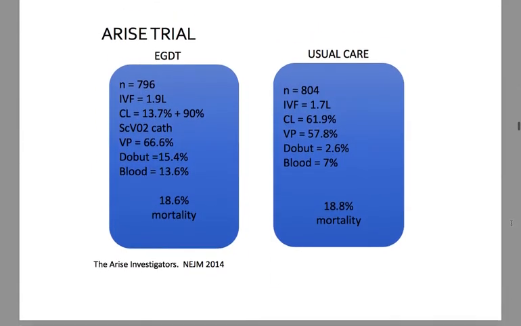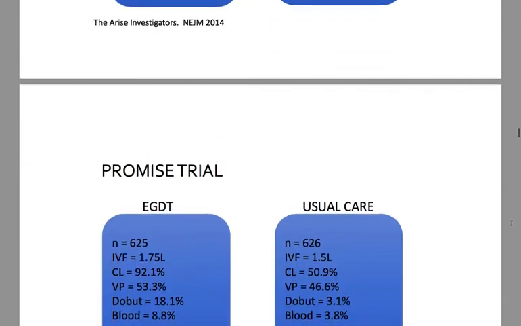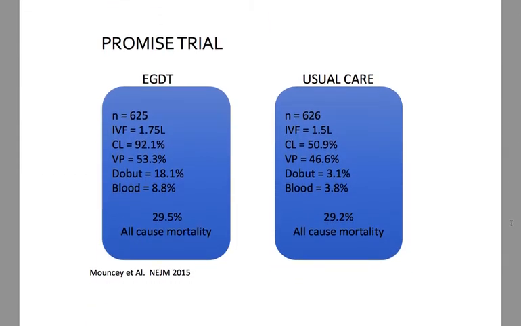And similar findings here, if you look at the ARISE trial in Australia, this was 800 patients per group. Just to key in on the amount of fluids these patients received, we're looking at less than 2 liters in the first 6 hours. No patients ever had central venous sats measured at all in the usual care group. They had very low use of dobutamine in the usual care group and very little blood. And again, no difference in mortality. And then in the ProMISe trial, the big study done in England, again, very low amounts of fluid, 1.5 versus 1.7 liters. Almost half as many central lines were placed in the usual care group, a little less vasopressors, and very low utilization of blood and inotropes. And again, no difference in mortality.